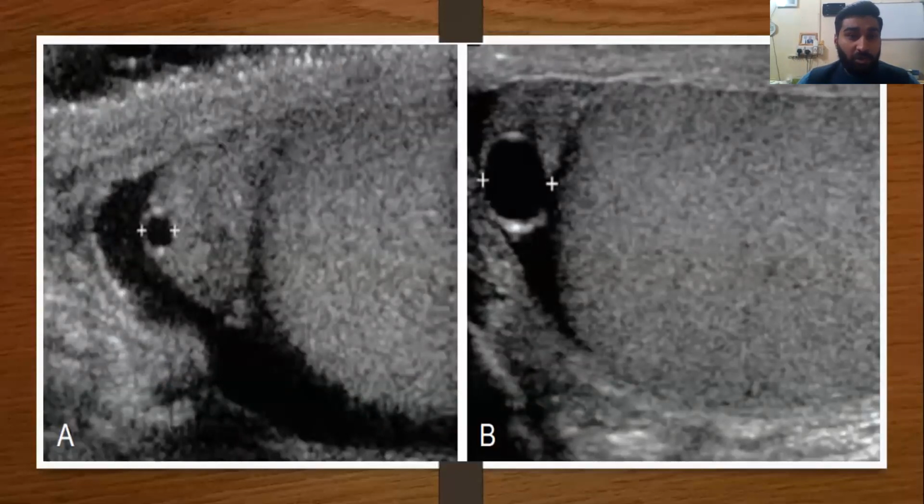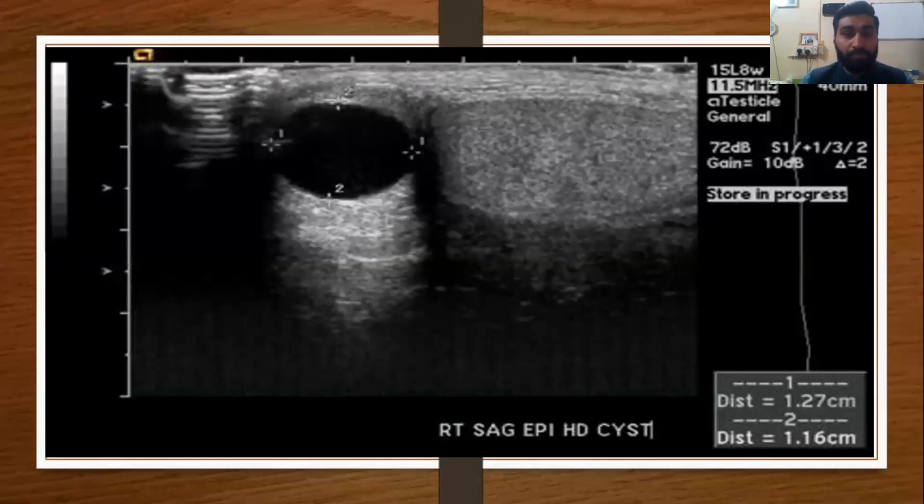In another case of epididymal head cyst, there is an anechoic cystic lesion with no internal echoes. On image B, you can see the epididymal head cyst, purely anechoic, with no internal septations or echoes. One more case of epididymal head cyst, measuring 1.2 by 1.1 centimeters, with no internal echoes or septation. They are thin-lined, having posterior acoustic enhancement.